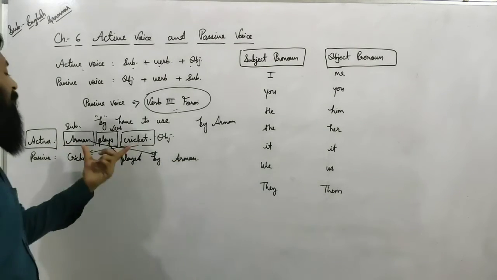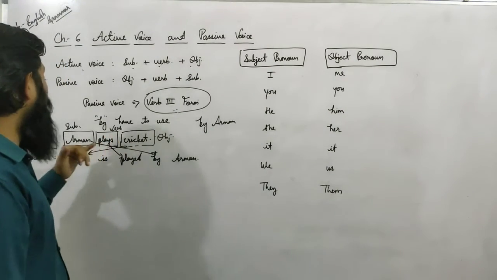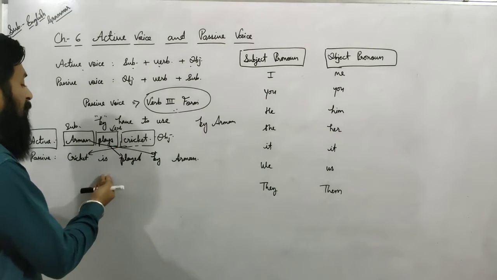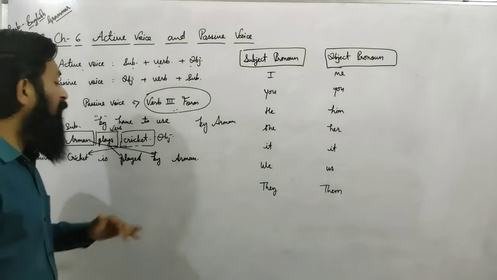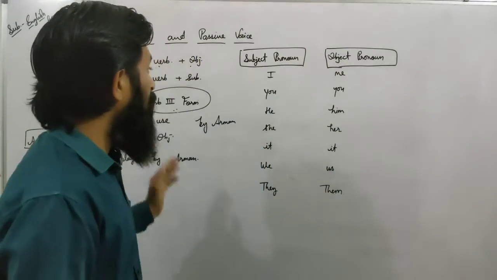Dear students, this sentence is simple present. Many types of formations are there. According to the tense we have to change. If the active voice is in simple present, then you have to change it to is/am/are plus verb third form plus by plus subject. That type of construction we will study in the rules.